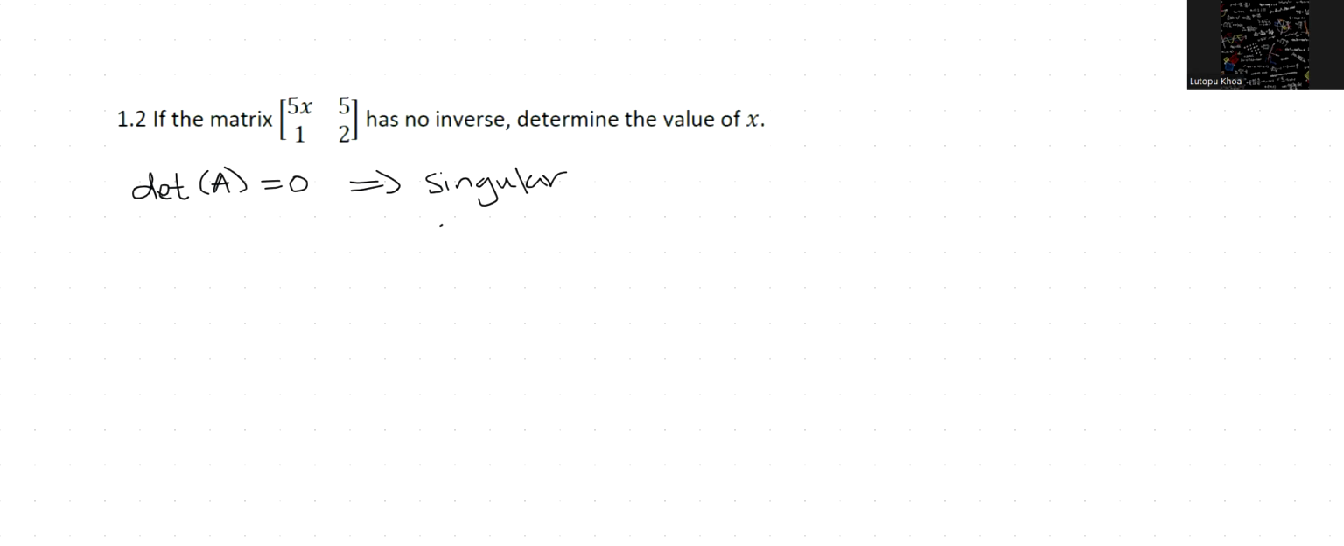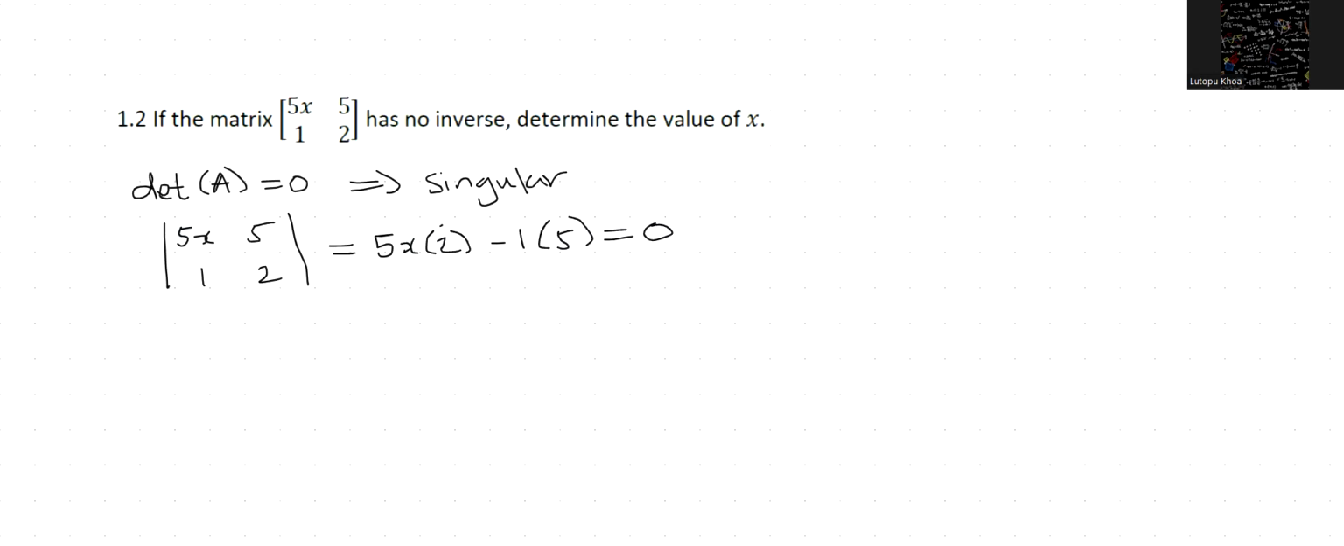So we know how to work out the determinant of [5x, 5; 1, 2]. Notice here that I'm not using the square brackets anymore. It's straight lines. That means determinant. So you have to be careful with the symbols that you're using because they mean different things. So this is equal to 5x times 2 minus 1 times 5, and because it's singular, this is equal to 0.